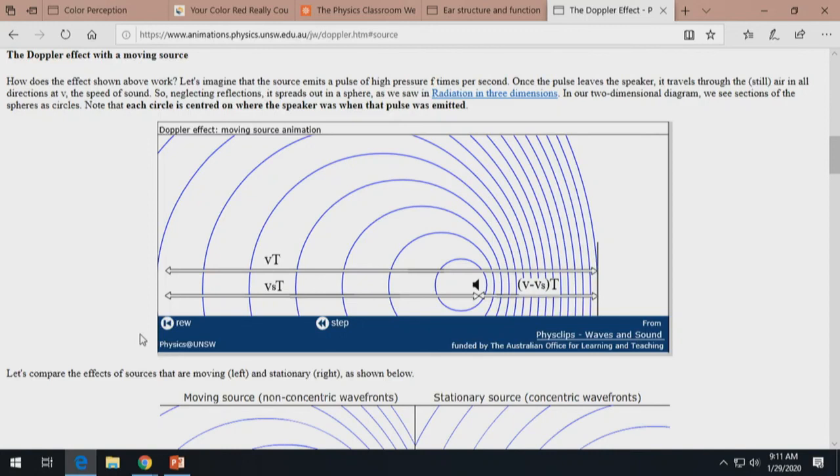So as I'm moving faster and faster, those spaces are going to get smaller and smaller, right? That wavelength's going to get smaller and smaller. Now, if I'm approaching the speed of sound, what's about to happen? You're catching up with your own wavelength? I'm catching up with my own wavelengths.